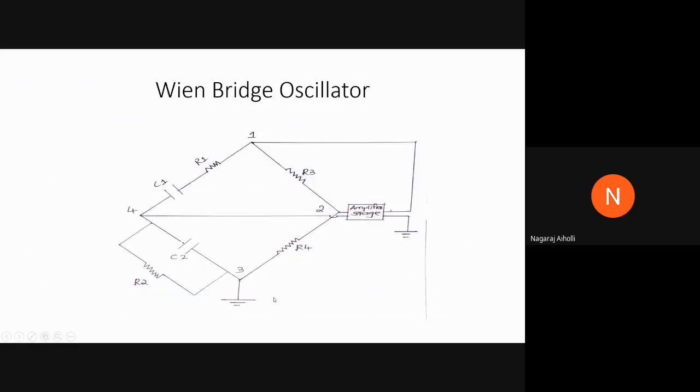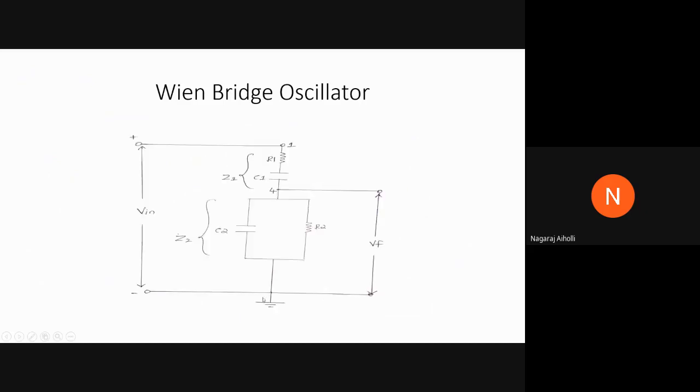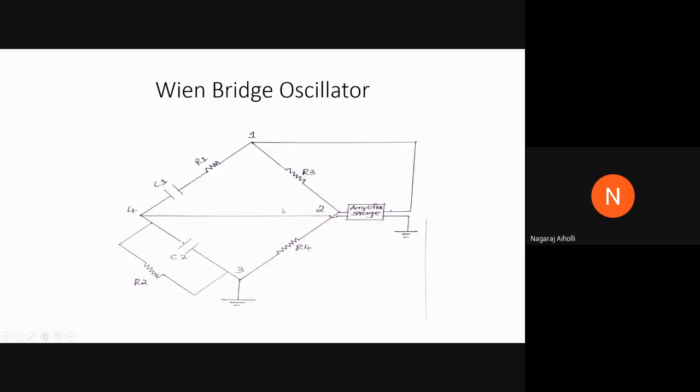And the resistances R3 and R4 have very small values, so they are considered as a short. As it is a short, it is connected to ground. So terminal 2 also comes at the same node as terminal 3, because R3 and R4 are considered as short, being of small resistance. In between 4 and 3 we have the parallel combination of R2 C2.